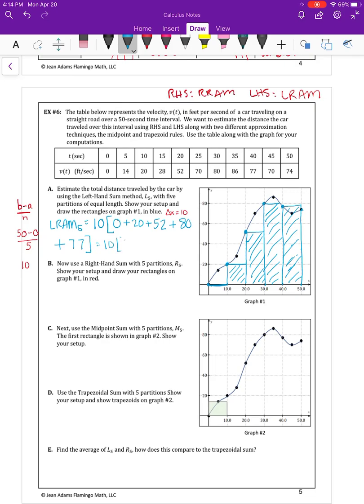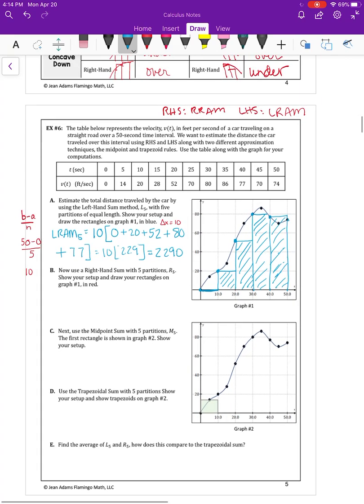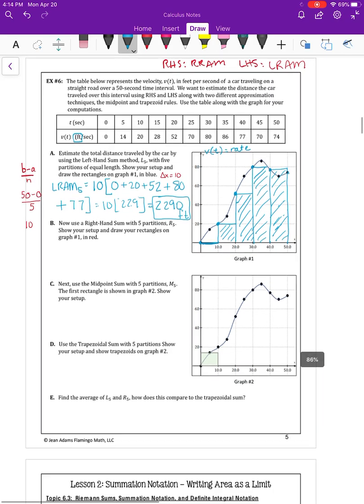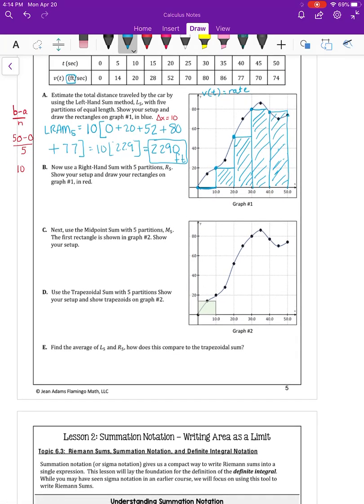And I've got, again, LRAM and RRAM. I'm going to use L. And this will be my rectangle that I'm using for my approximation. And that is my value at 40, which was 77. So this is 10 times 229, which is 2,290. And remember that if you're in feet per second and the seconds cancel, you are left with feet here. So this is 2,290 feet.